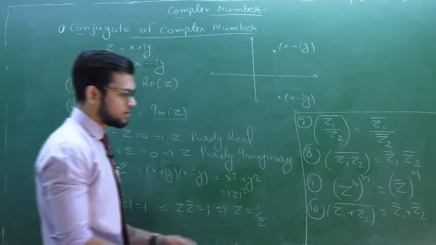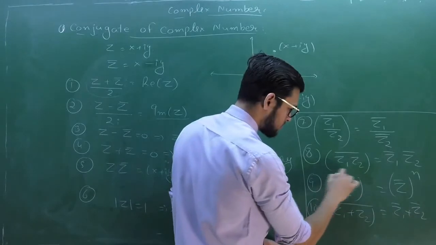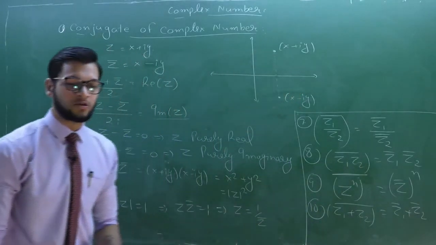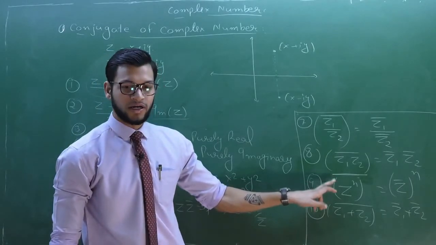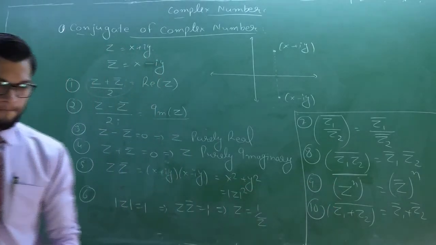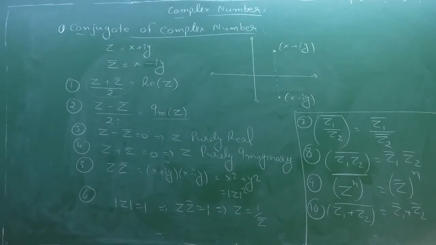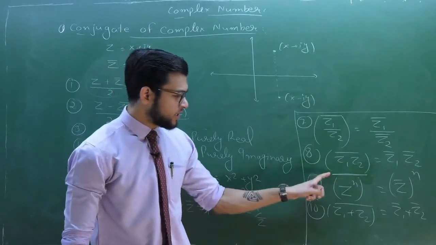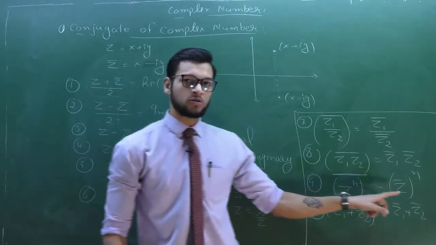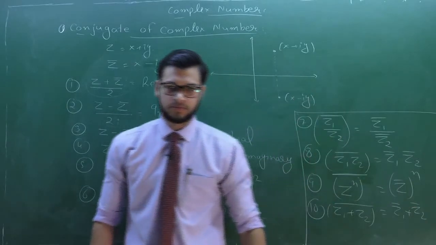But in the ninth term, we just have conjugate of z to the power n. Yes, in the ninth term we have conjugate of z to the power n, that will definitely be equal to conjugate of z whole to the power n.